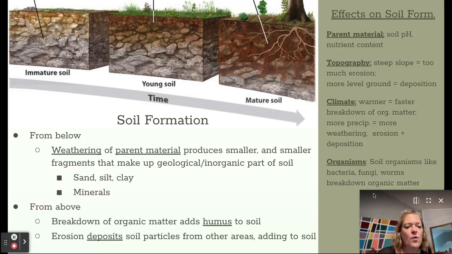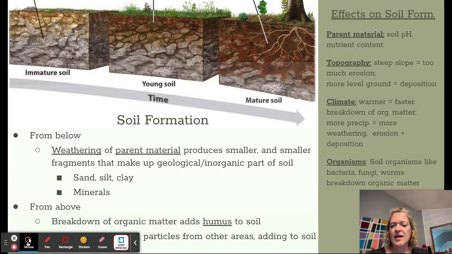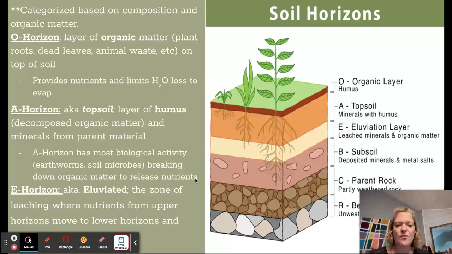And then there's different organisms that can impact soil formation. So things like bacteria, fungi, worms, they all break down organic matter. And if you don't have those organisms in an area, maybe there's been some sort of a disturbance that has killed off those organisms in an area, that can actually be bad for the soil formation. May not end up with plant growth in that area. So anyway, those are things that we look for, and those things have impacts on soil formation.